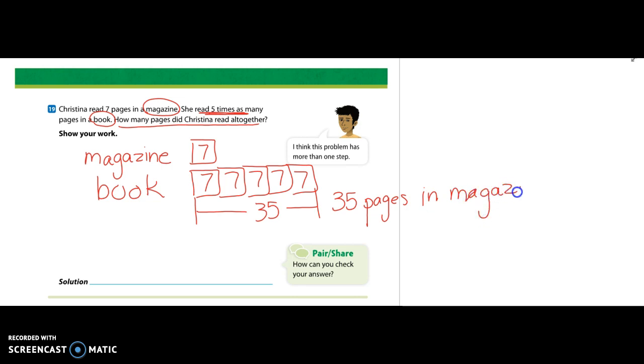And the question is, how many pages did she read all together? Careful here. So we also have to add on that she's read 7 pages in her book. So our answer isn't just 35. Our answer is 35 plus 7. And 5 plus 7 is 12. Carry the 1. 1 plus 3 is 4. So the total number of pages she's read is 42 total pages.